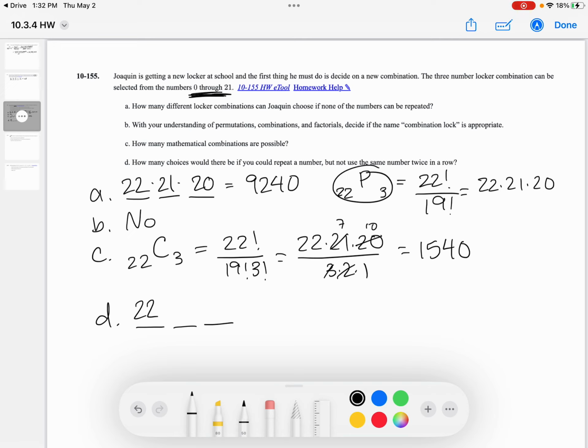Now, my second spot, I cannot repeat that first number because it's right next to it. So I'm left with 21 choices. And now in my last spot, I can't repeat the one that was in spot 2, but this number from spot 1 is now available to me. So I still have 21 choices. So I multiply these together, 22 times 21 times 21. In my calculator, I get 9,702.